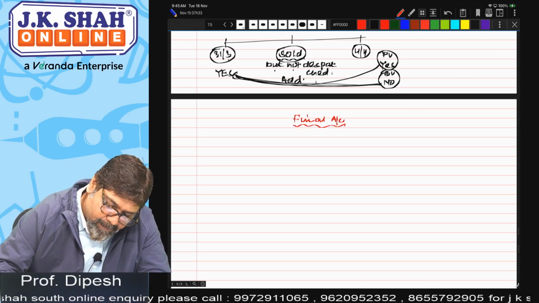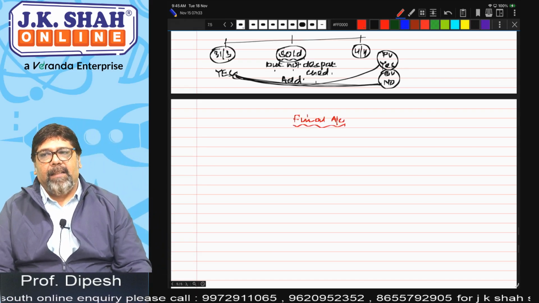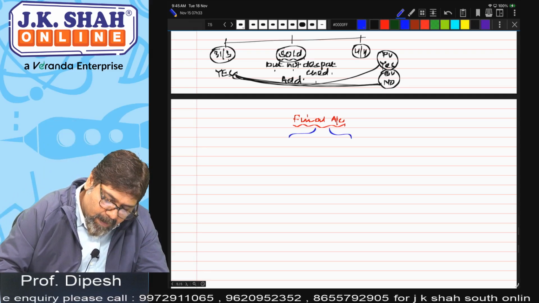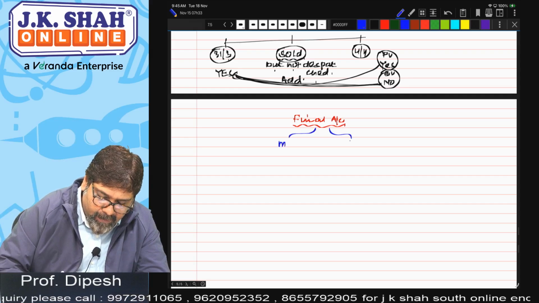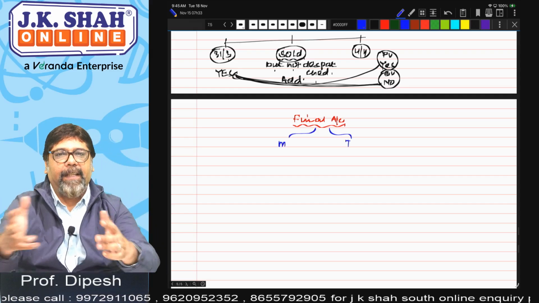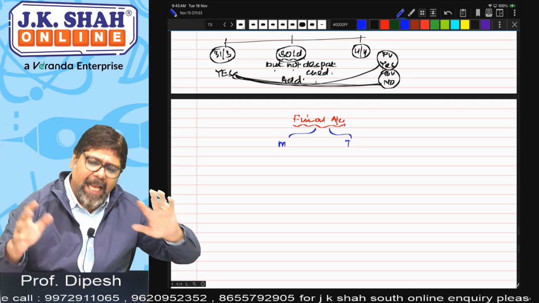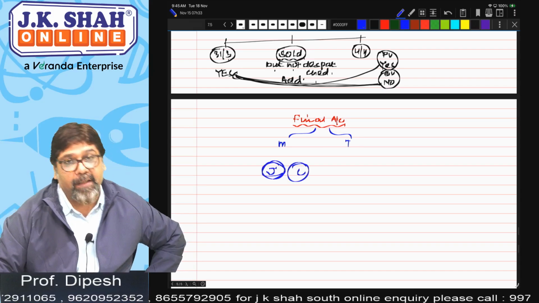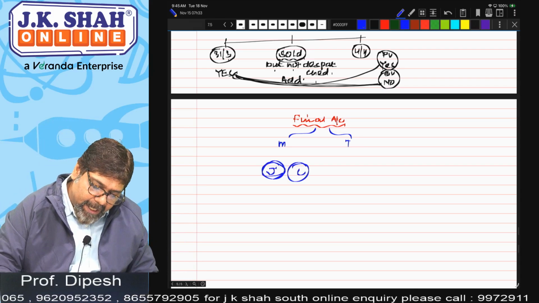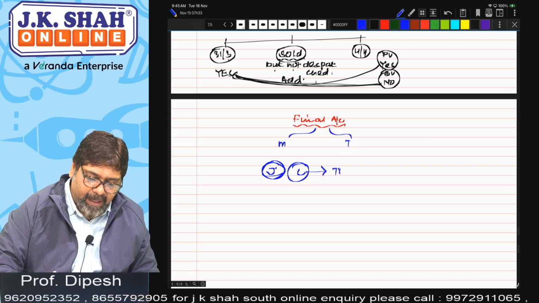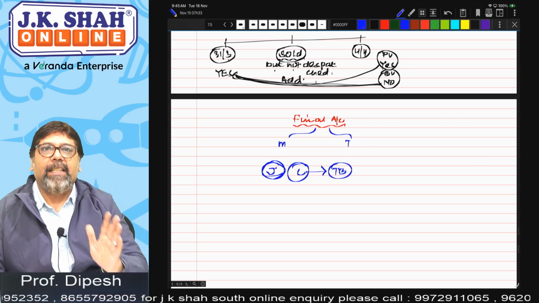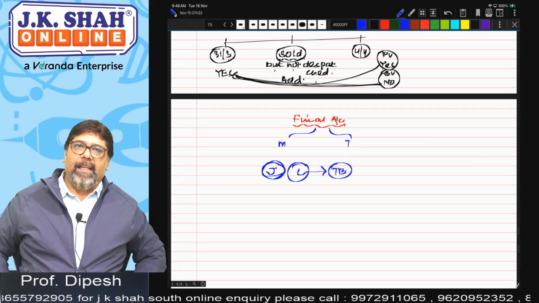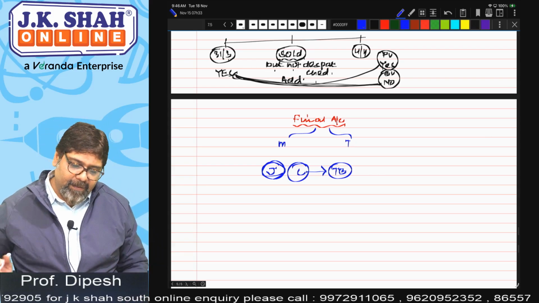Final accounts. Now, chartered, there are two types of organization. One is manufacturing and one is trading organization. What is final accounts? During the entire year, we go on passing journal, ledger, journal, ledger. At the end of the year, we close the ledger accounts and prepare a trial balance to check the arithmetical accuracy of ledger accounts. Am I clear?